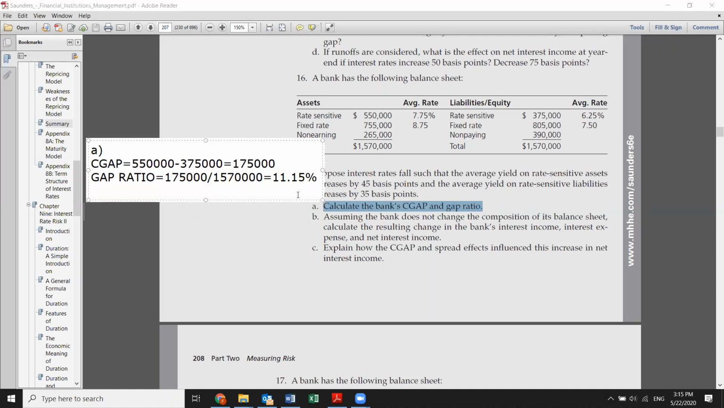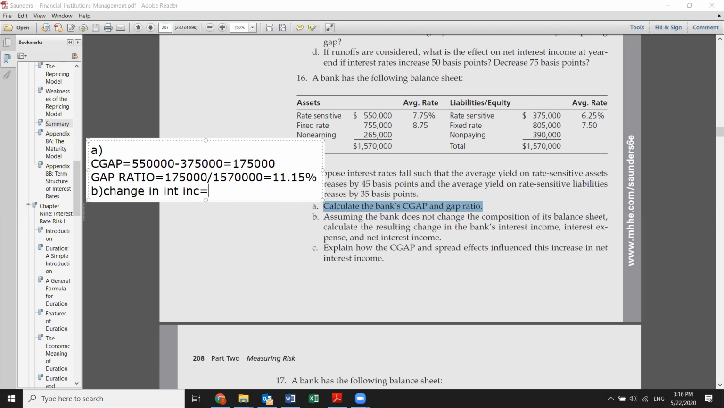And B, assuming that the bank does not change the composition of its balance sheet, calculate the resulting change in the bank's interest income and interest expense and net interest income. So how it would affect the net interest income and net interest expense in the B part. So first of all, let's see what will be our change in interest income, or it is the same as interest revenue.